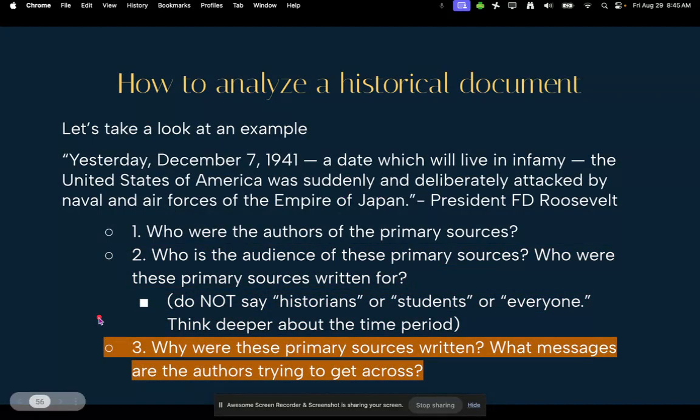Third question, why were these primary sources written? What messages are the authors trying to get across? So this primary source was written to, A, inform Congress, and also to inform the United States citizens. The message that the author is trying to get across here is really explaining who attacked us, why they attacked us, how they attacked us, and what the US is going to do about it. Of course, if the speech continued, that's when FDR is going to ask Congress to declare war.